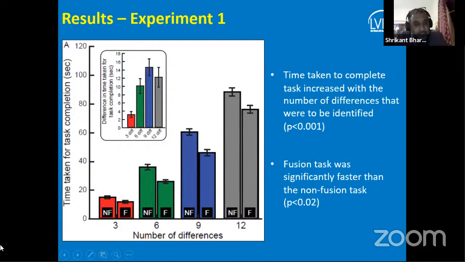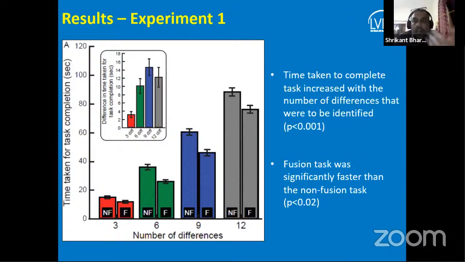Now, interestingly, notice that the bars indicated as NF are non-fusion, F is fusion, and in all cases you see that the F bars are smaller than the NF bars. So the time it took for the fusion task to complete was shorter than the time it took for the non-fusion. The differences are shown in the inset here. For 3 differences, when you have a very simple task, the difference is only about 2 to 3 seconds, and that's not really relevant or prominent. But when the task becomes harder, you do see that you save a good 10 to 15 seconds in playing this game.